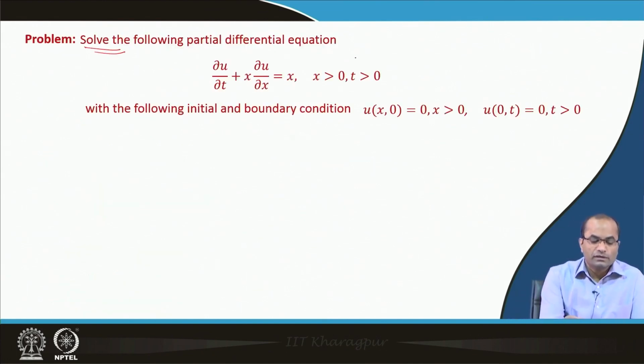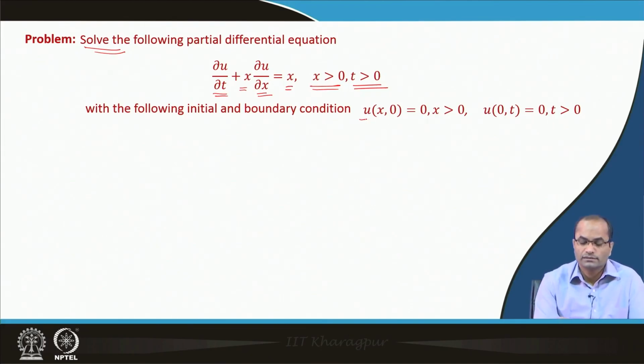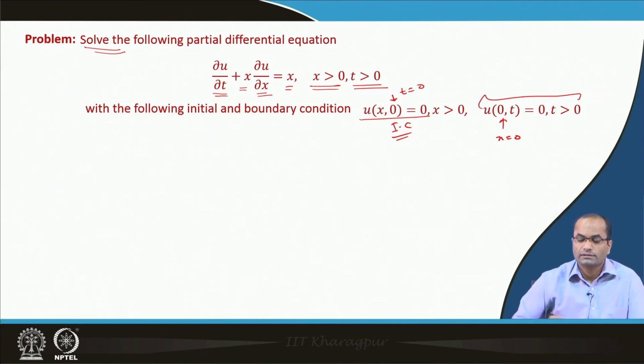This is another differential equation. We have ∂u/∂t plus x ∂u/∂x, and the right-hand side is x. For x positive and t positive, this equation is given with the following initial and boundary conditions. We have u(x, 0), which is our initial condition, because at t equal to 0 it is prescribed, and in this case x equal to 0 is another condition, which we call the boundary condition.